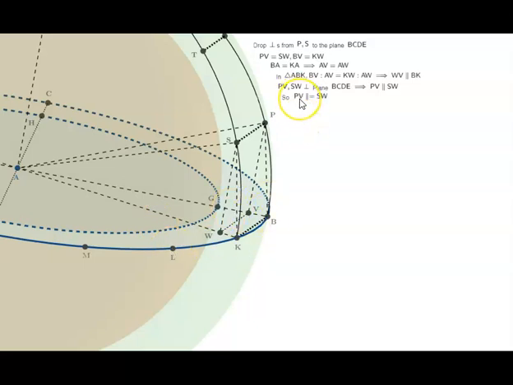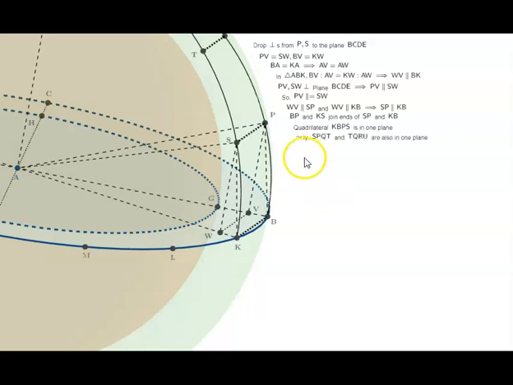So we have shown that PV is not only parallel but also equal to SW. WV is parallel to SP and WV is parallel to KB, which implies that SP is also parallel to KB. And BP and KS join the ends of SP and KB. So quadrilateral KBPS is in one plane.